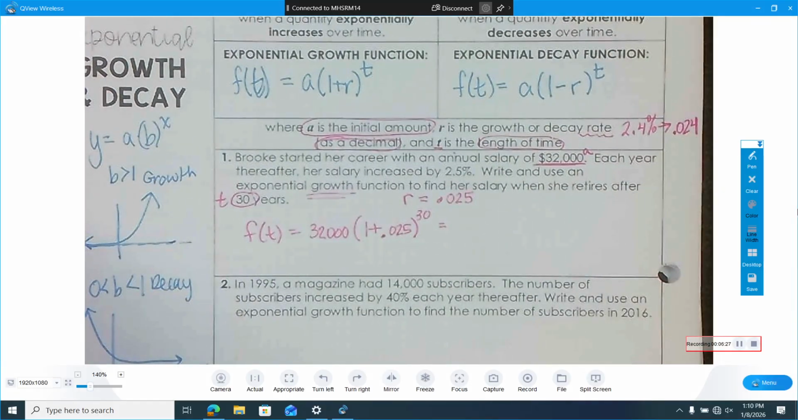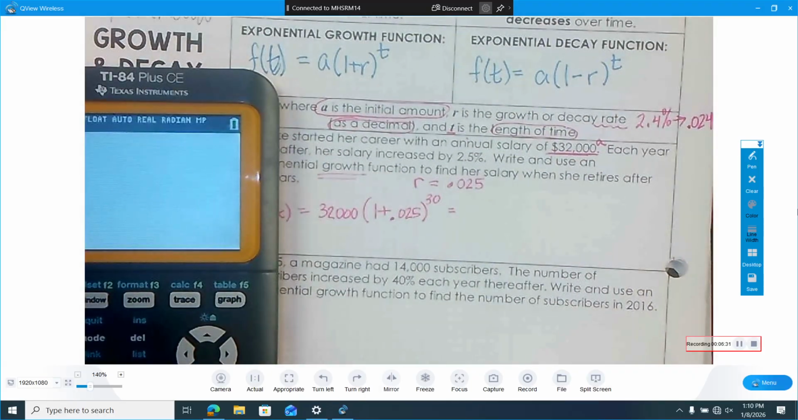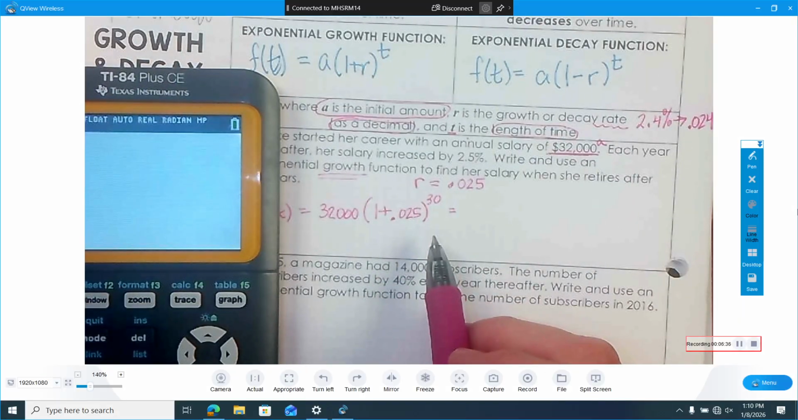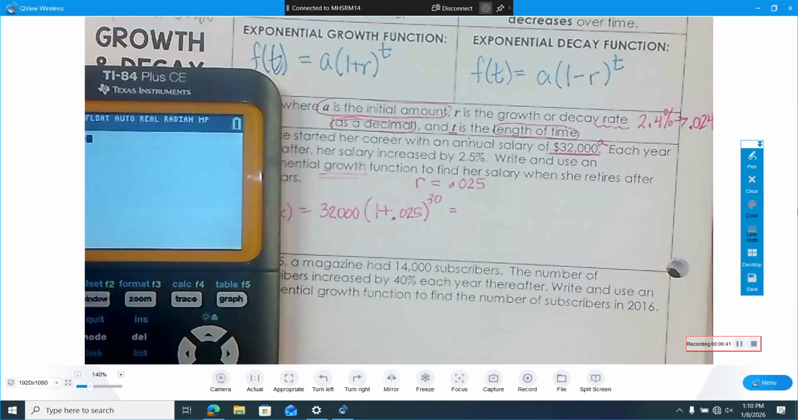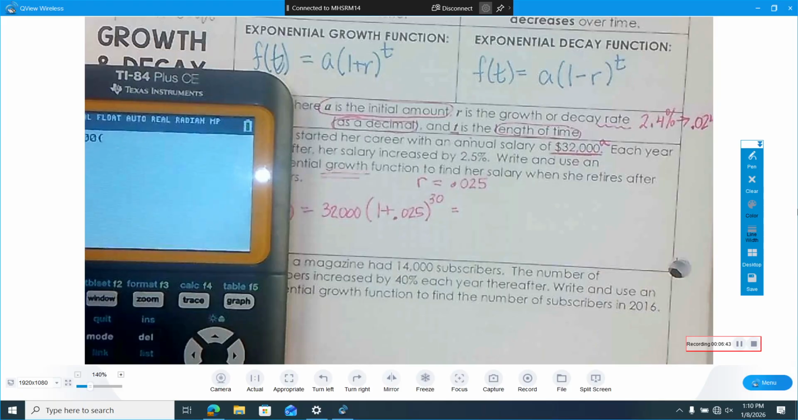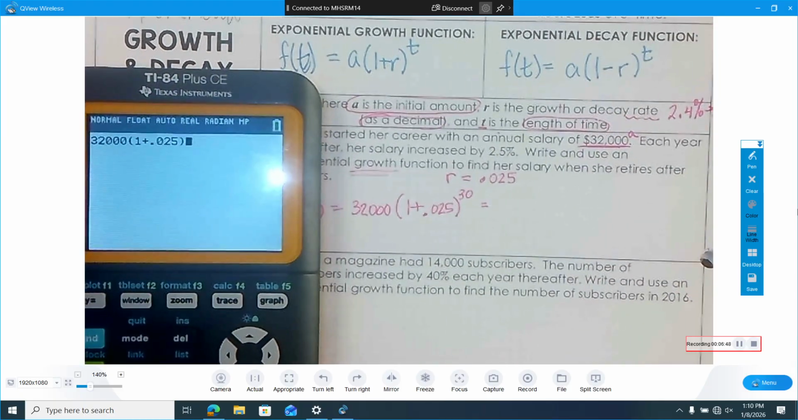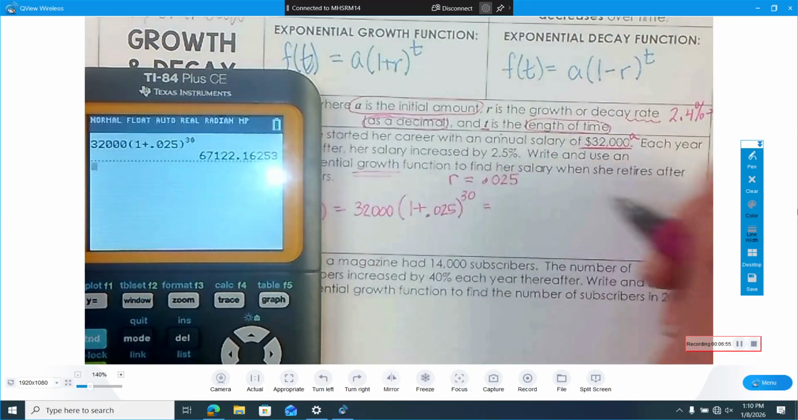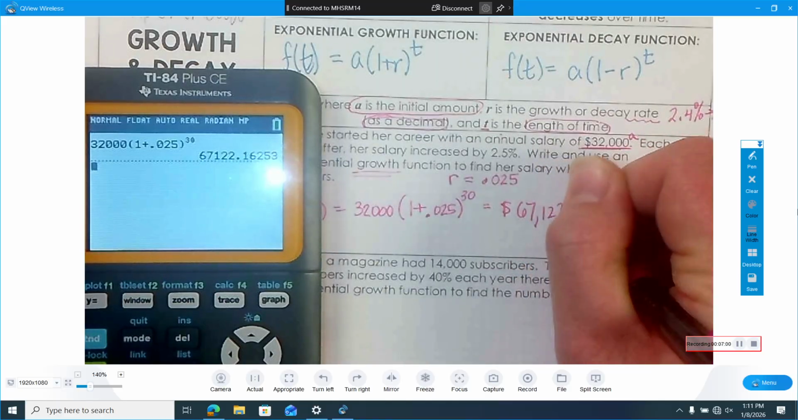We're going to write it down, set it up, and guess what you get to do? Plug it in your calculator. Ladies and gentlemen, I'm going to encourage you, please just write it down. It's not hard, and that's all you can do. You can then just plug it directly into your calculator, 32,000 times the quantity, 1 plus 0.025. Use the parentheses, raised to the 30th, and we get 67,122.